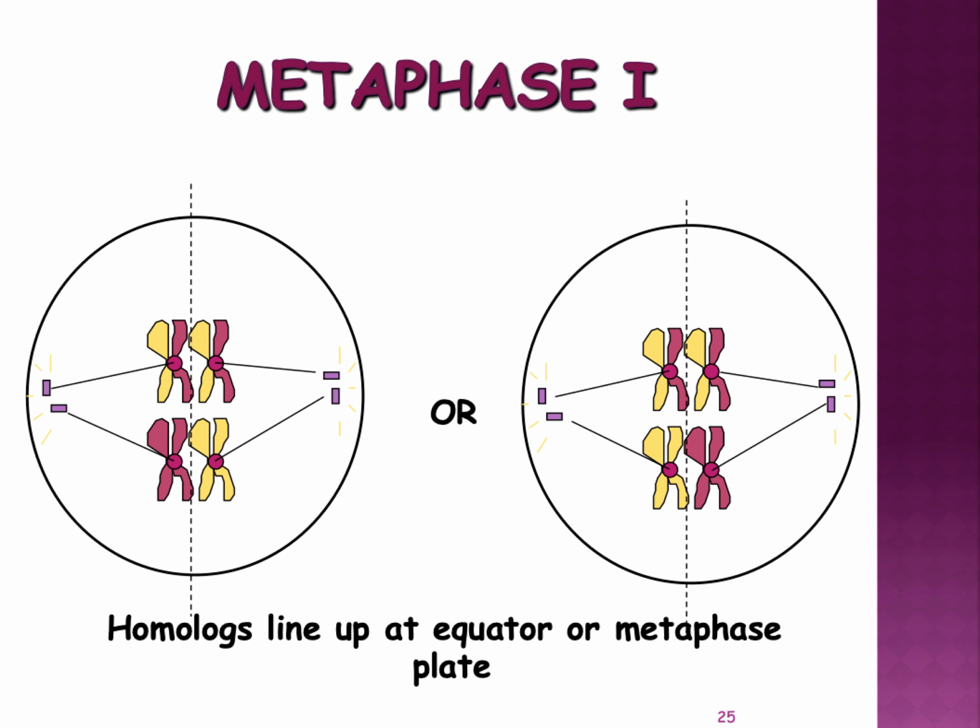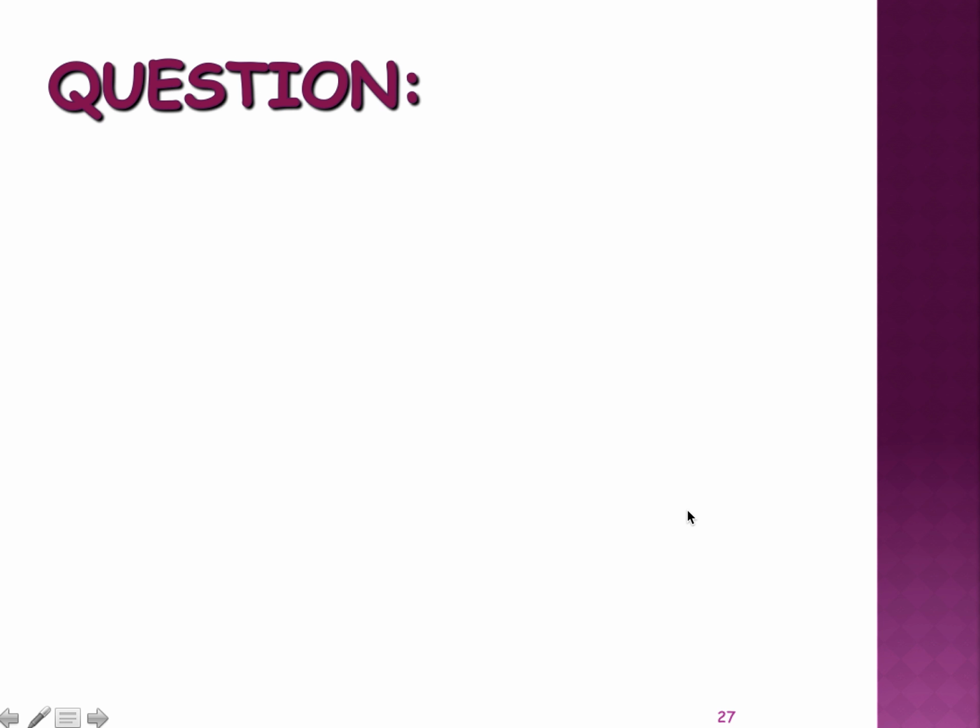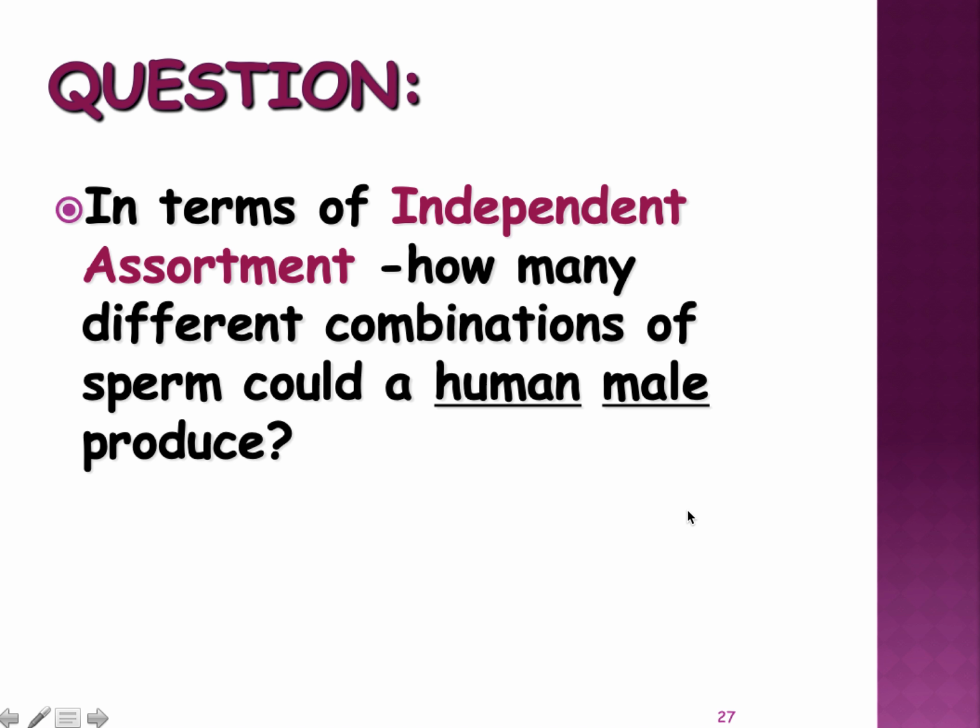Okay, I just want to show this real quick. It's the same thing. Homologs are going to line up at the equator, or the metaphase plate, and then they will start to separate. But that'll happen in anaphase one.